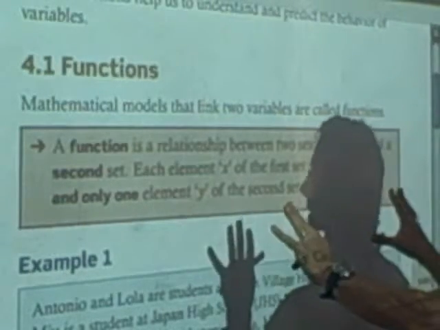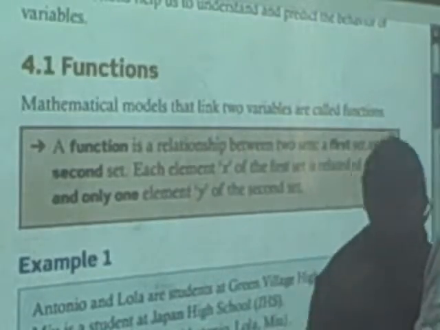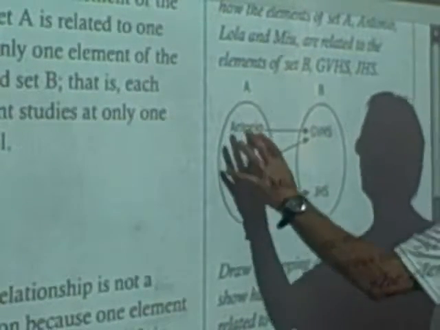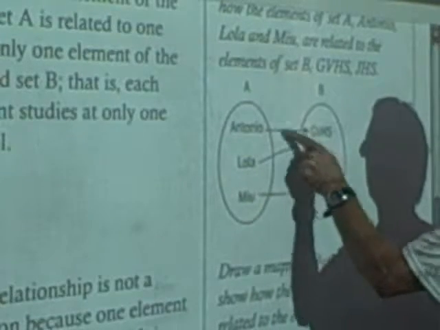Now that's the definition of a function that I gave in the mapping. So the first thing they look at is a mapping. Now here's a mapping drawn out in picture form. In fact, let me zoom in a little bit more. Okay. Now we have two sets here. This set A contains three elements, Antonio, Lola, and Mu. B contains two elements, GVS and JHS, and the mapping is the arrows connecting them.